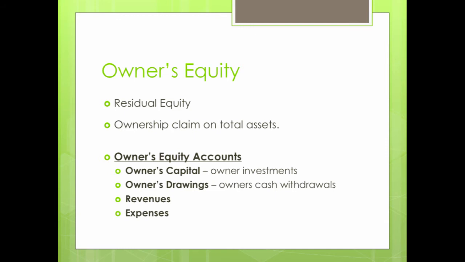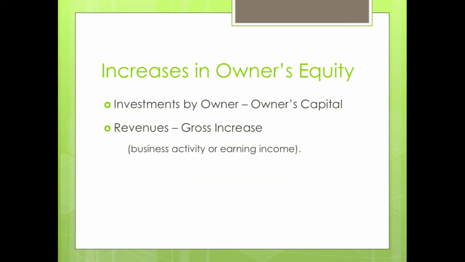Owner's drawing is when the owner withdraws cash. So let's say at the end of every month, you're going to pay yourself as the business owner, you're going to withdraw cash for your own personal use, and that's going to be recorded in owner's drawings. Revenues is pretty self-explanatory. Every time you make a sale, that's going to go into your revenues account. And expenses is pretty self-explanatory as well. Every time you need to pay your rent, you need to pay wages, you need to pay marketing tools, all those will go under expenses.